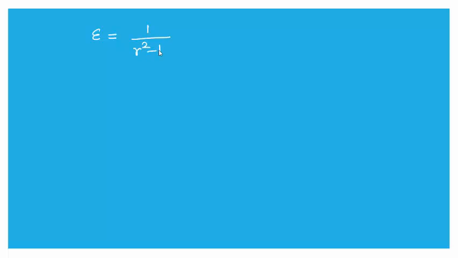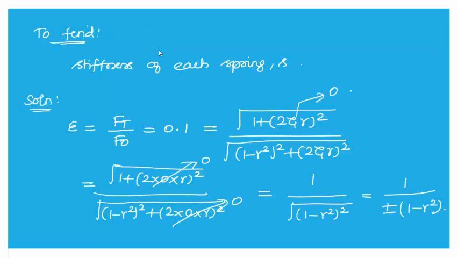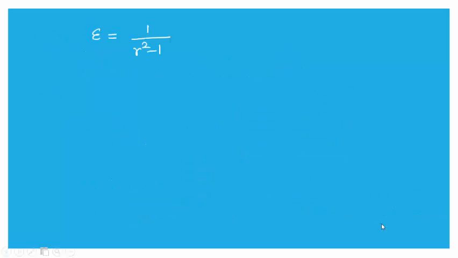For the given case, we can have the formula for epsilon as 1 by r square minus 1, because for the given value of epsilon and for the value of zeta as 0, if we consider the formula for epsilon as 1 by 1 minus r square, then we will be getting the value of frequency ratio with the negative sign. So here we have the flexibility to choose plus or minus for the denominator case. So we can consider flexibly the formula for epsilon as 1 by r square minus 1. This value is given in the problem as 0.1. So r square minus 1 is 1 by 0.1, that is 10.